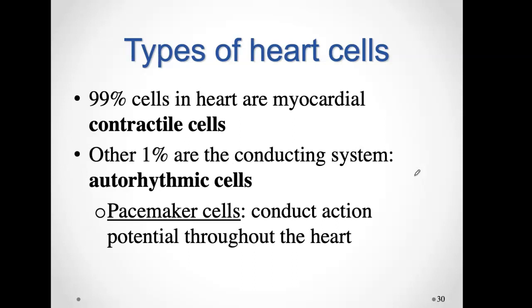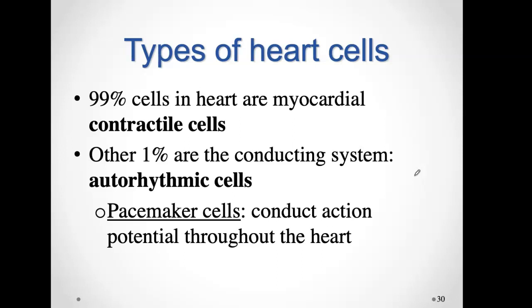The other 1% have to do with something very different. They have to do with a conducting system. It's an electrical conductance system. And those are called autorhythmic cells. They have their own rhythm and automaticity in which they're going to create the contraction. Those are called pacemaker cells.